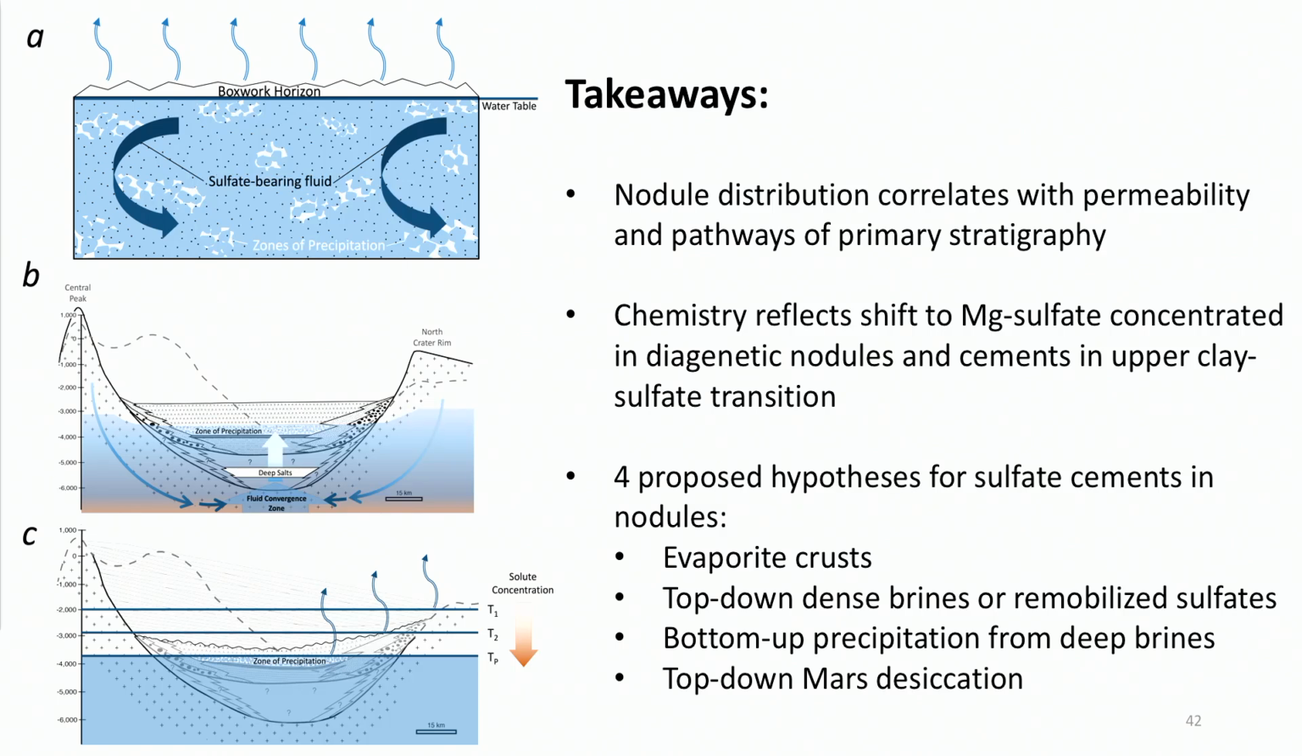So I'll zip through these takeaways, just that our nodule distribution correlates really well with the permeability and pathways of the different sediment types that we've observed along this traverse in the Mirador Formation. It does seem from multiple instruments that magnesium sulfate is concentrated in the nodules and cements, and it may not just be that they were evaporites on the surface, because there's a lot of sedimentological evidence that we don't have the signs to show us exactly that.